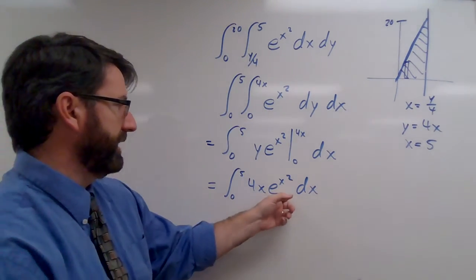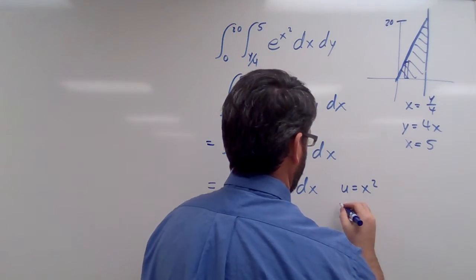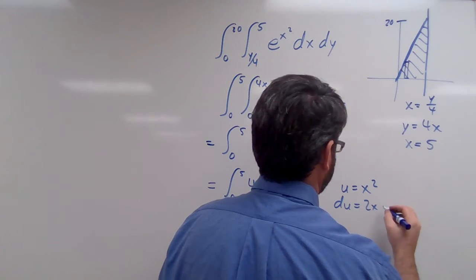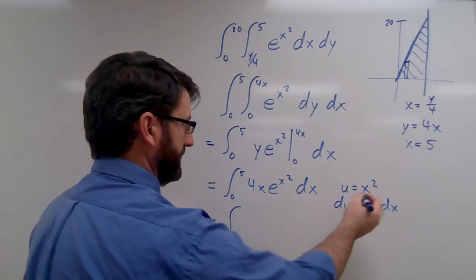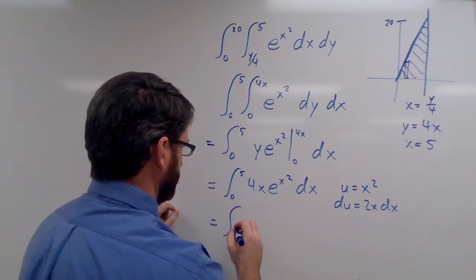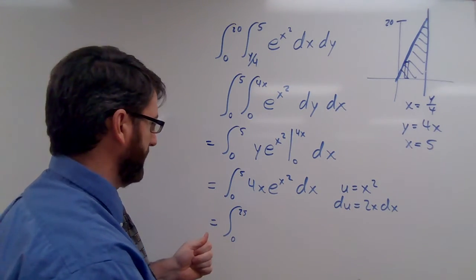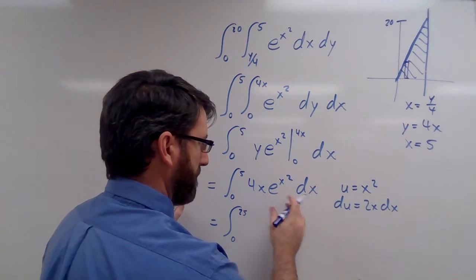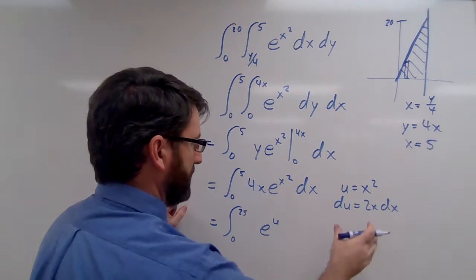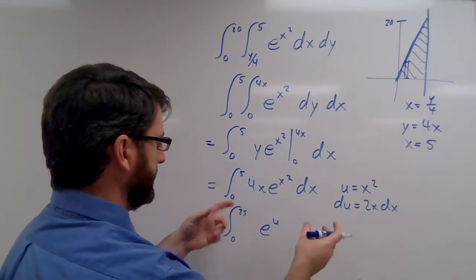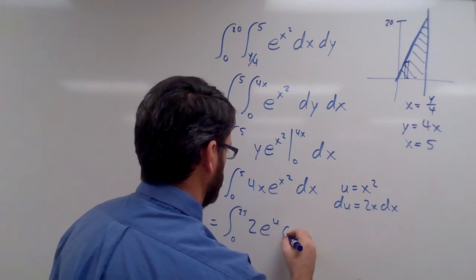All right, so now to evaluate this, let's go ahead and make u equal to x squared. du will be 2x dx. And so we can rewrite this integral. Let's redo our limits of integration. This is going to go from 0 to 25 now, because u is equal to x squared, of e to the u, but then now dx is going to be du divided by 2x, so this is going to be 2 e to the u du.